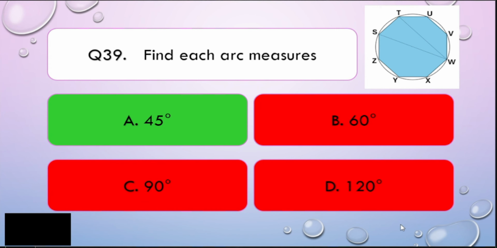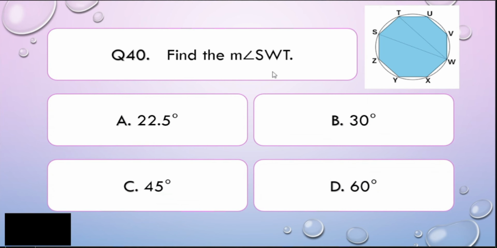So now let us go to the last question. Find the measurement of angle SWT. SWT. Okay, so this is the one. So is it A, 22.5, B, 30 degrees, C, 45 degrees, or letter D, 60 degrees? I'll give you 5 seconds to think about your answer.